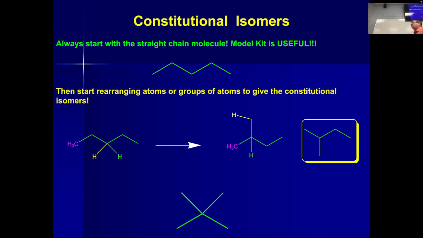They are called constitutional isomers because they are connected differently. An isomer means that you have the same formula. They're all C5H12. But they are connected differently, and they are different molecules. They have different chemistry. They behave differently. You can use them for different things.